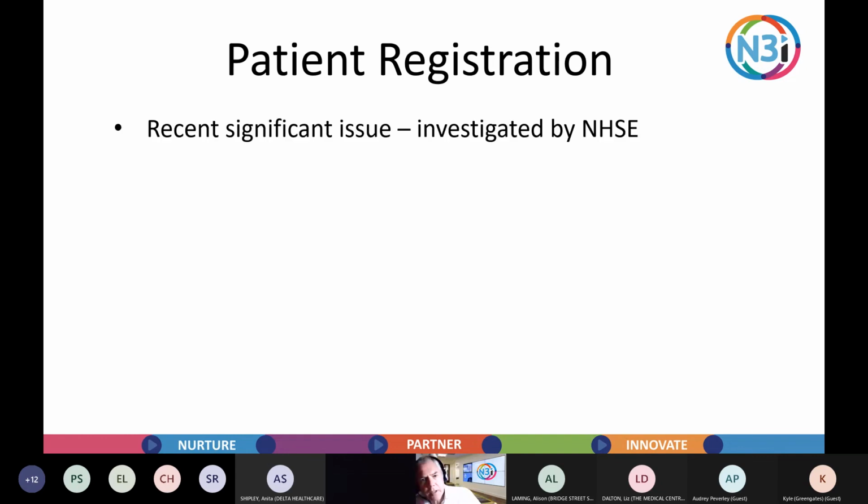Okay, patient registration. I think I've spoken about this before. There's been a number of issues. One very significant issue was where a couple of patients, due to an error made in the registration process, became mixed up. Records were merged, and it wasn't noticed. Now, these things happen. I know that, and the work we've done has suggested to us that they happen more than we possibly even thought.